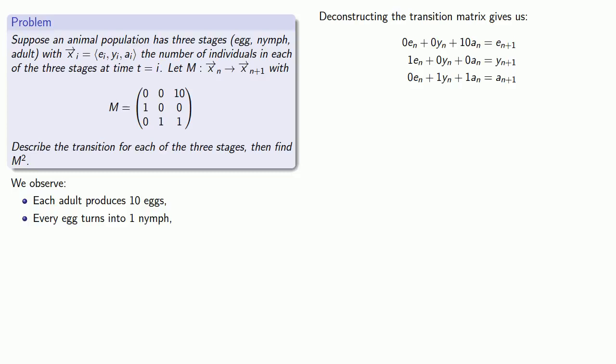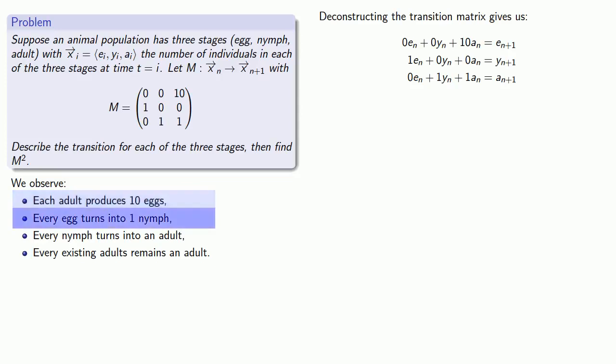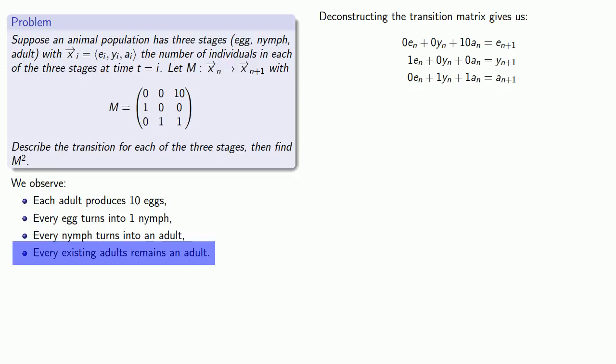And our last line tells us that the number of adults at time n plus 1 is 0 times the number of eggs, plus 1 times the number of nymphs, plus 1 times the number of adults. And what that says is that every nymph turns into an adult. Moreover, every existing adult remains an adult. And so our Leslie matrix, our transition matrix, describes an animal whose life cycle can be described as every adult produces 10 eggs, every egg turns into a nymph, every nymph turns into an adult, and every existing adult remains an adult.